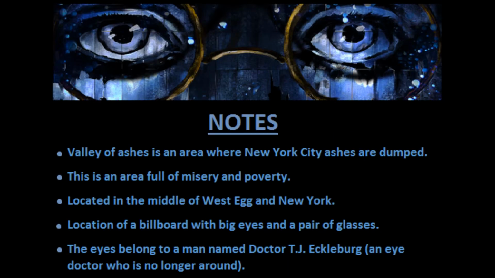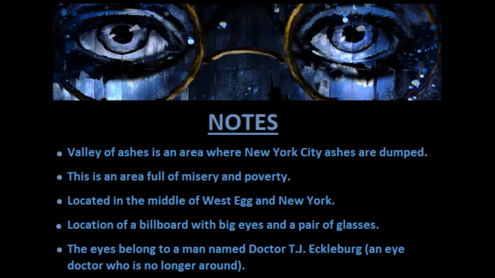In chapter 2, we are shown the Valley of Ashes, a site in New York where the ashes are dumped. Located in the middle of West Egg and New York, visually the Valley of Ashes is unlike East and West Egg. It is an undesirable place full of misery and poverty.